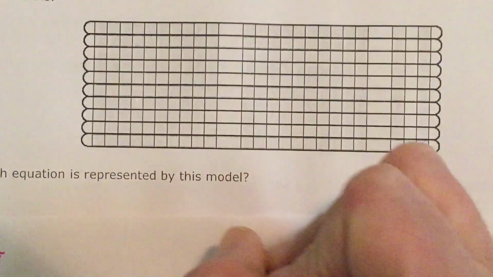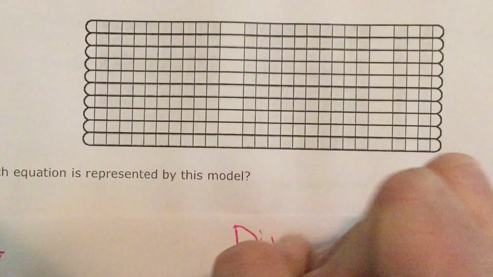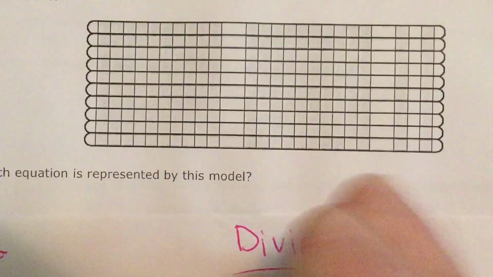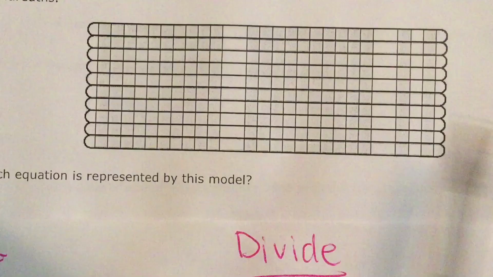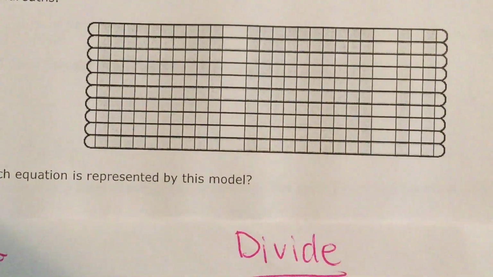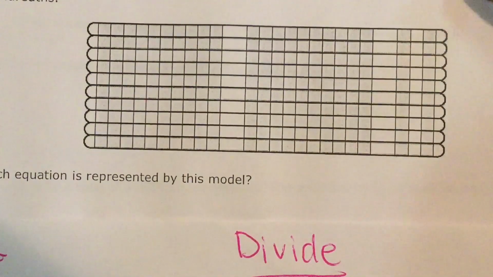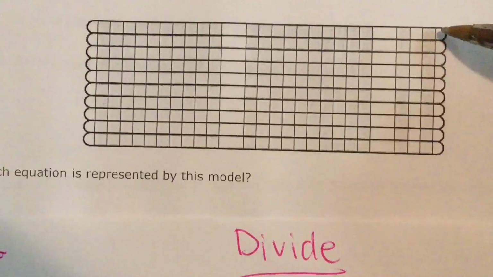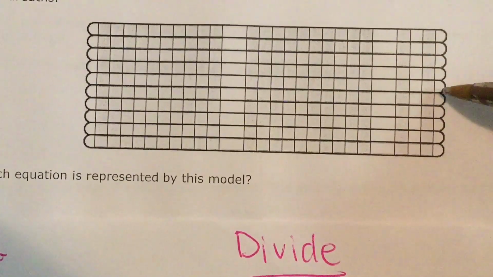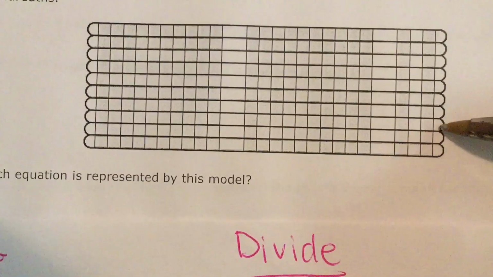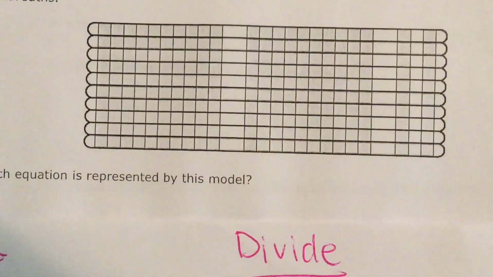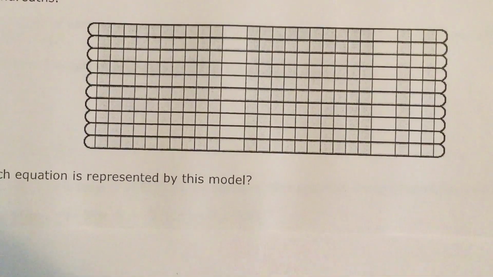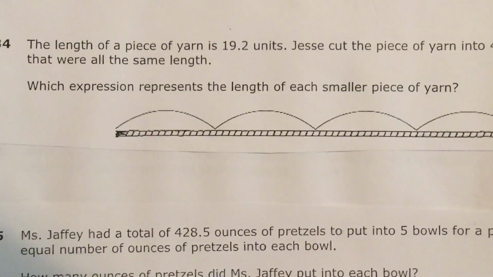Okay, it should have been divide. Because you had a total of 2 and 20 hundredths, and each one of these circles represents it being broken down into pieces. So it was broken down into 1, 2, 3, 4, 5, 6, 7, 8, 9, 10 pieces. Okay, and tomorrow we'll come up with an answer. All right.